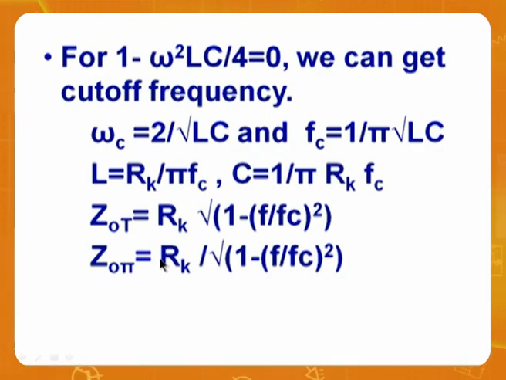So you have two ways of calculating. So we are getting cutoff frequency here. We are getting L, we are getting C, Z0 T, Z0 pi. This is all about the impedance characteristics of a filter.